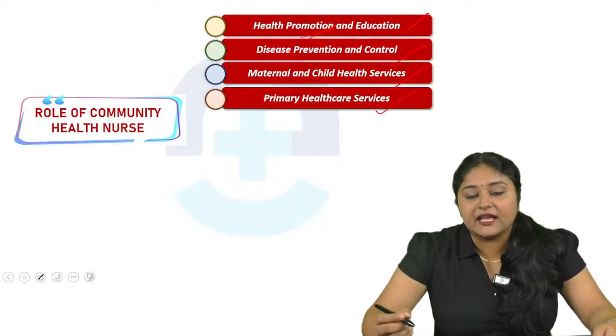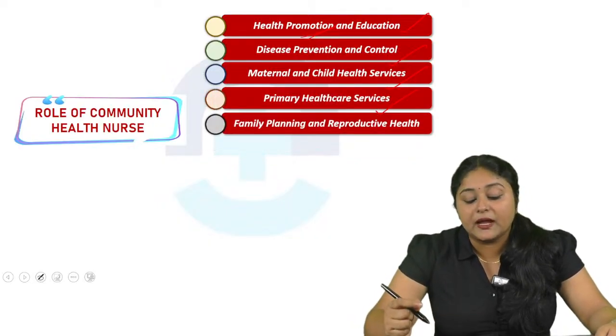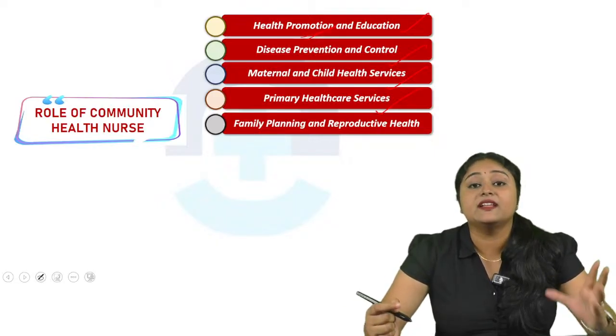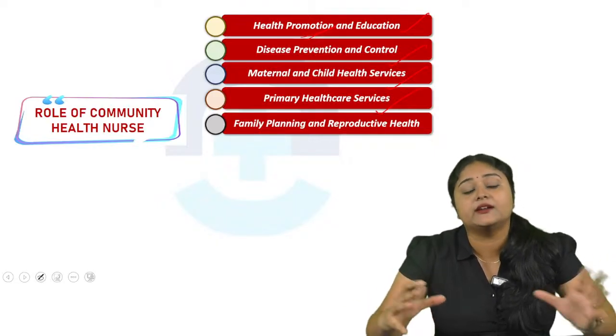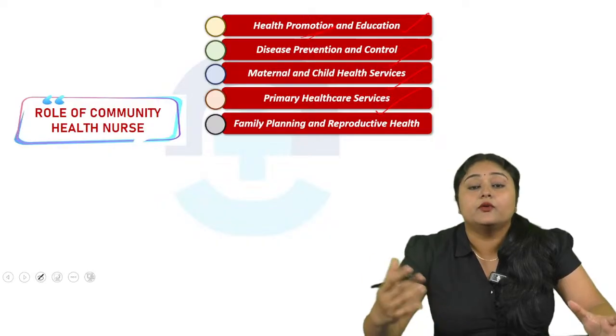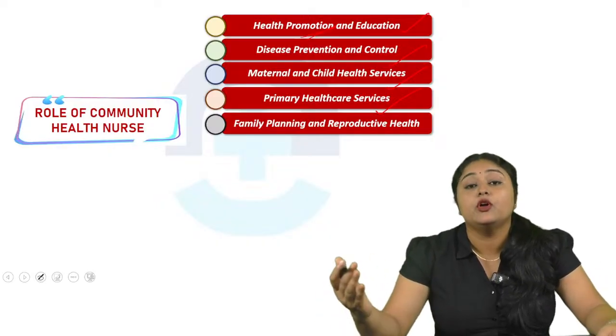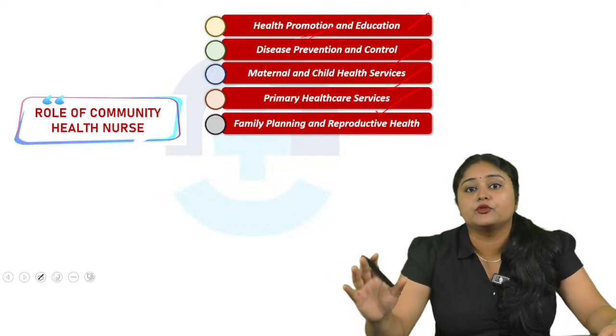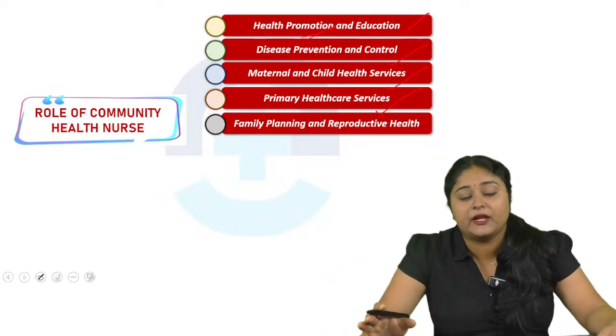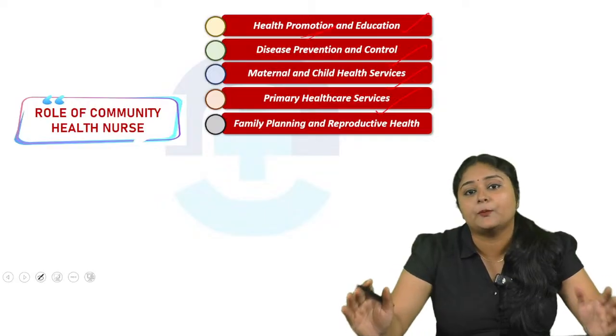Next is the primary healthcare services, then family planning as well as the reproductive health. What is family planning, why it's needed, what are the methods of family planning, which couple can go for family planning, everything we have to explain to the patients, and we have to make sure the patients do family planning after a minimum of 2 kids.